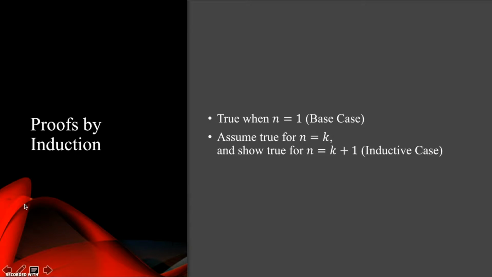Let's first begin with the definition. A proof by induction is just like an ordinary proof in which every step must be justified. However, it employs a neat trick which allows you to prove a statement about an arbitrary number n by first proving it is true when n is 1, and then assuming it is true for n is k, and then show it is true for n is k plus 1.